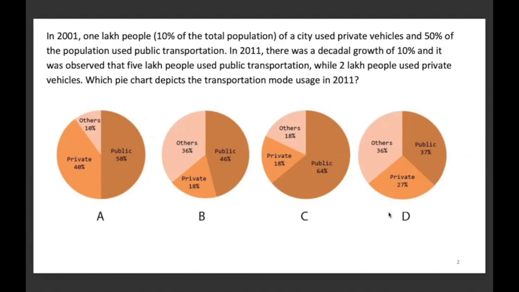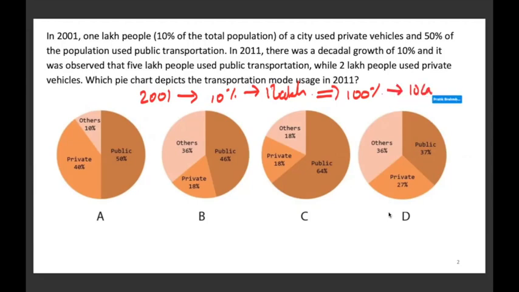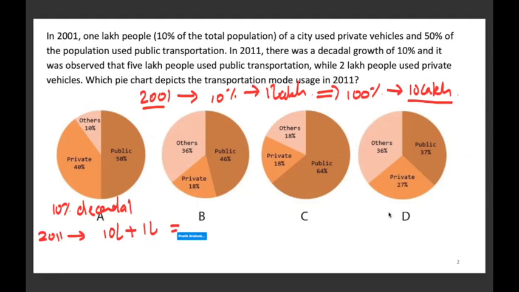All right. Now let's lay the things down. In 2001, 10% was 1 lakh, which means 100% will be 10 lakh. Now, in 2011, decadal growth happened of 10%. Which means if in 2001 population was 10 lakh, in 2011 population will be 10 lakh plus 1 lakh, which is 10% of 10 lakh. So population became 11 lakh. Total population in 2011 became 11 lakh.